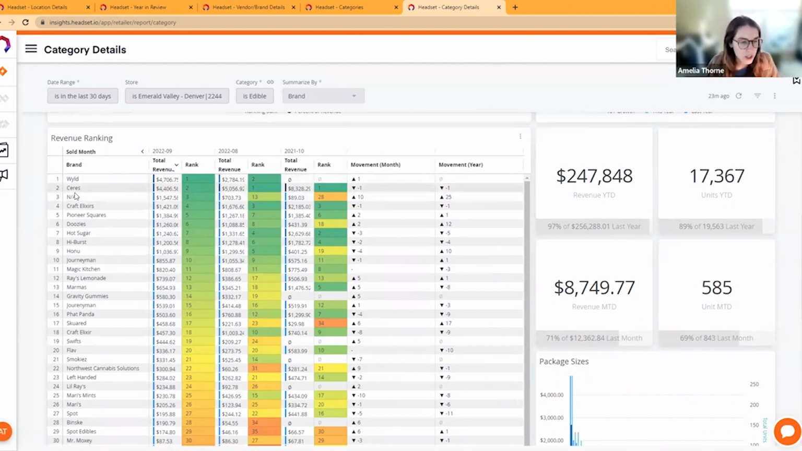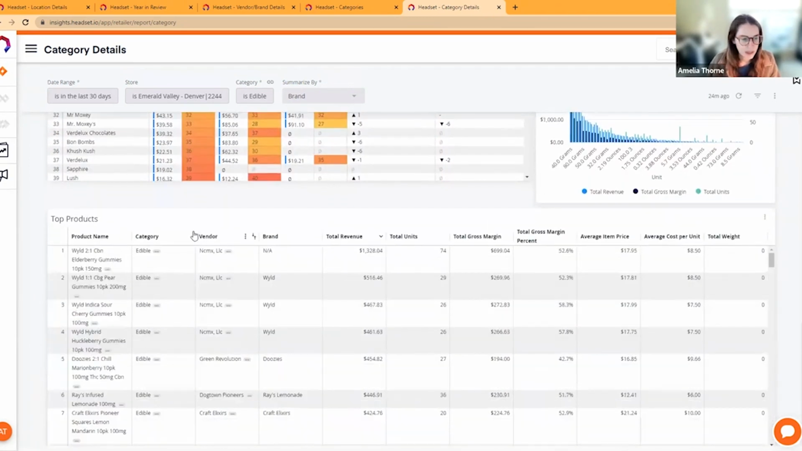This is great if you're trying to understand a little bit more about your brand relationship or vendor relationship. If you're working closely with a certain brand and you want those products to be number one sellers in your store, this would be a great tool to benchmark against, because you can clearly see who the front runners are, if they move up or down over time, things like that. We can see monthly movement and yearly movement too.